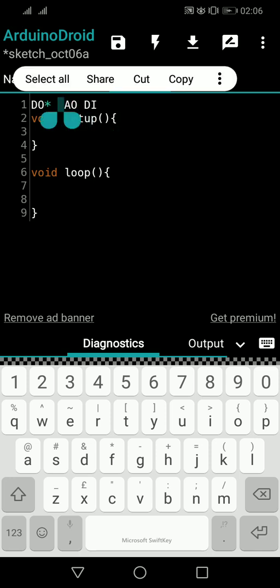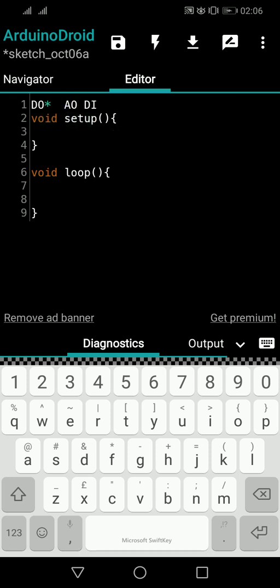So let me paste it first. Oh my god, what I have done. Okay, give me a minute. Okay, right. Oh, this mess up.